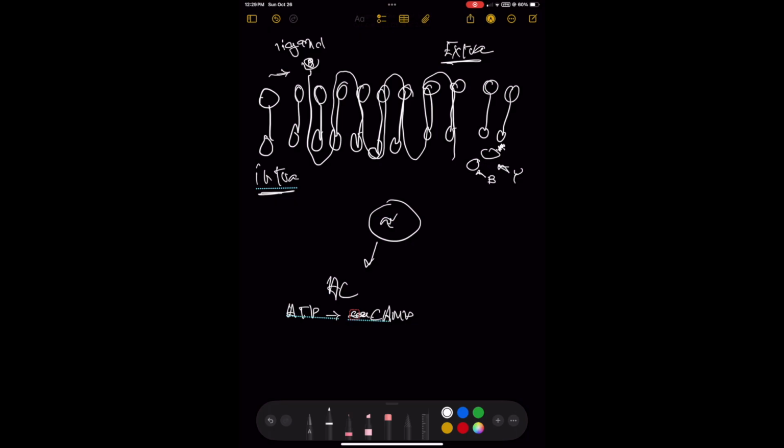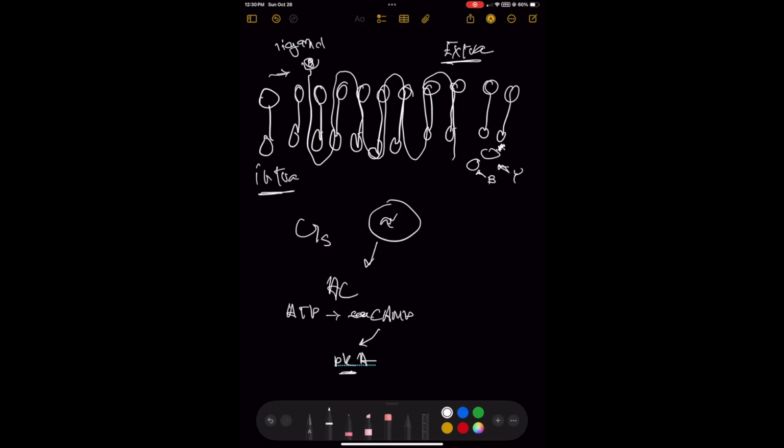And cAMP then activates PKA, which is named protein kinase A. We'll come back to PKA because it's specifically used in the tyrosine-kinase pathway as well, as signified by the K, for protein kinase. So this is the cAMP secondary messenger creating PKA. This is the Gs pathway specifically.